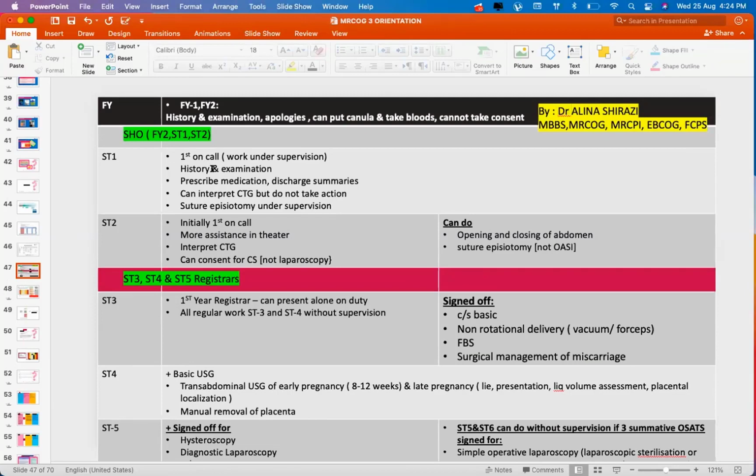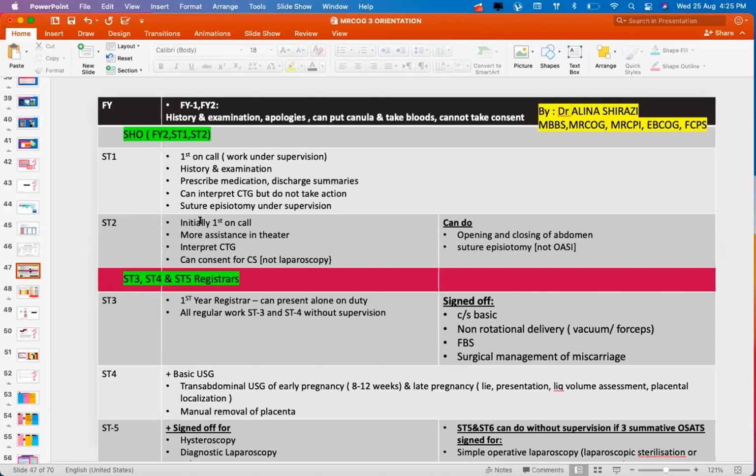They can do history examination, they can prescribe the medication, they can do the discharge summaries, all this stuff. They can interpret the CTG, but only the normal CTG. If they think that there is something wrong in the CTG, they are not allowed to comment on it, and they are not allowed to take any action on that CTG. They can suture episiotomy, but under supervision. So this is what the ST1 can do in the UK.